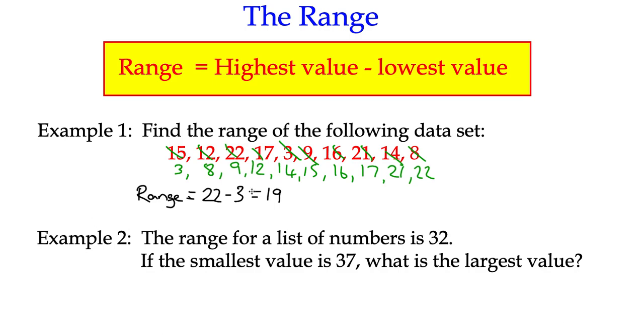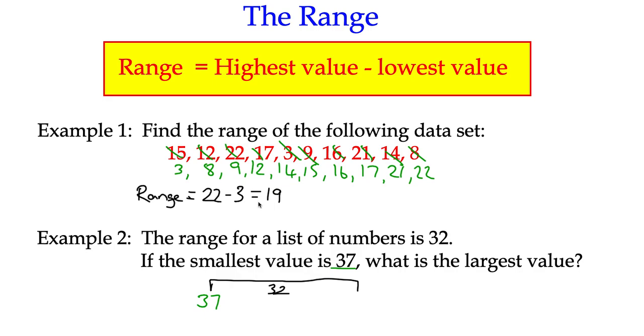Sometimes you might solve problems where you know the range and you're trying to work out other values. So we can say that the range for a list of numbers is 32. That means the gap between the first and the last is 32. You might be asked to find the smallest value or the largest value. You just need to decide what information you've been given. I've been told that the smallest value is 37, which means that the largest value is going to be 32 more than that.